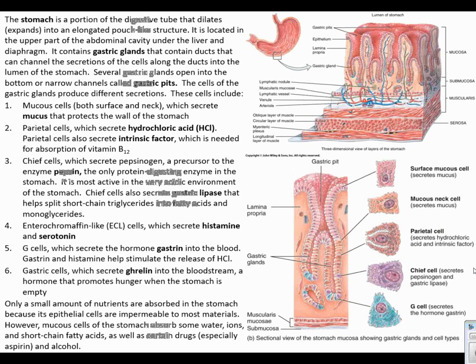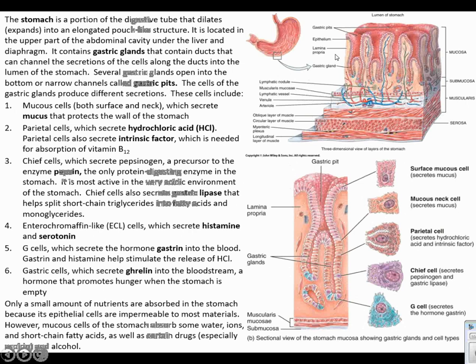Our stomach is a portion of our digestive tube that will dilate or expand into an elongated pouch-like structure located in the upper part of our abdominal cavity at our liver and diaphragm. It contains gastric glands, which contain ducts that channel secretions of their cells along the ducts into the lumen of the stomach. Several of those gastric glands open into the bottom of narrow channels called gastric pits.